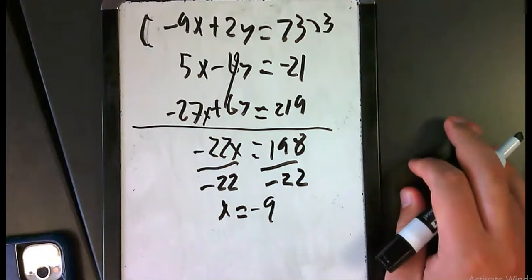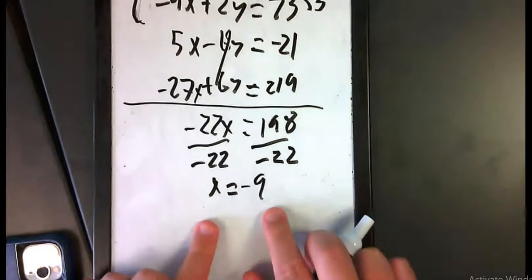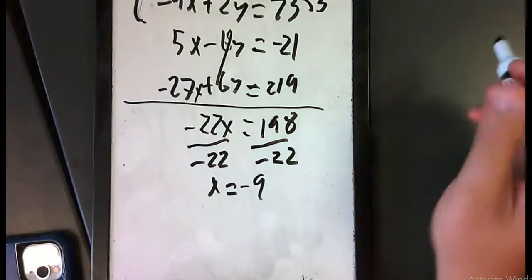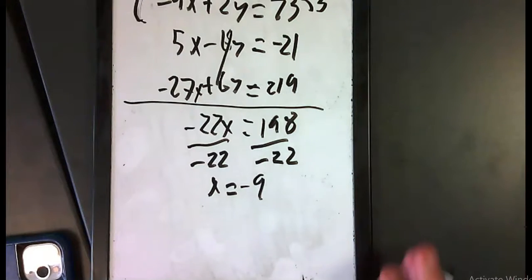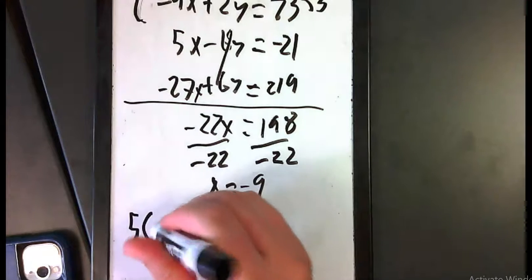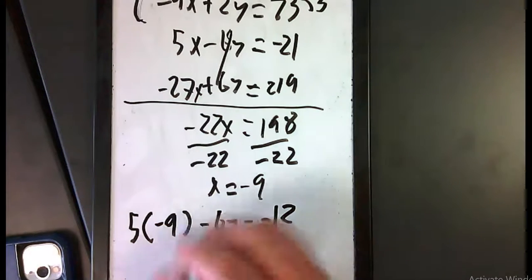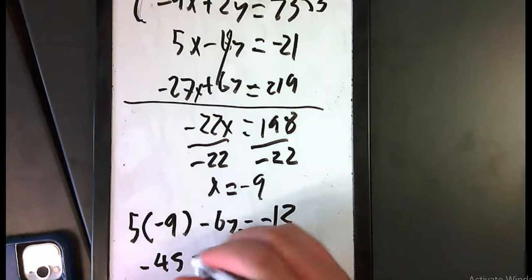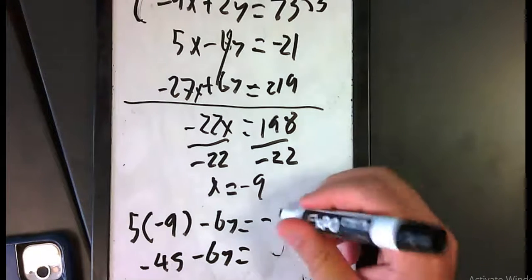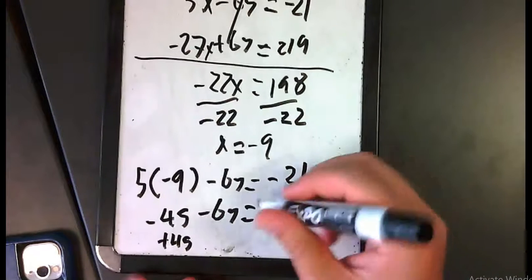So that's x. Then what we can do is plug this back into either of these equations to get y. I'm going to do the bottom one. So we have 5x, so 5 times negative 9, minus 6y equals negative 21. So that equals negative 45 minus 6y equals negative 21, not 12. That would be a problem. So we're going to add 45 to both sides.